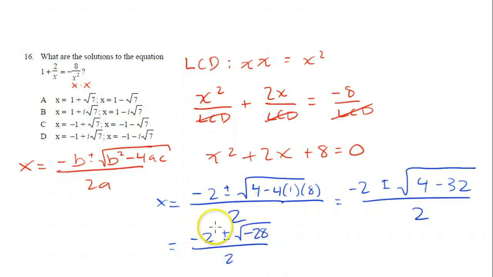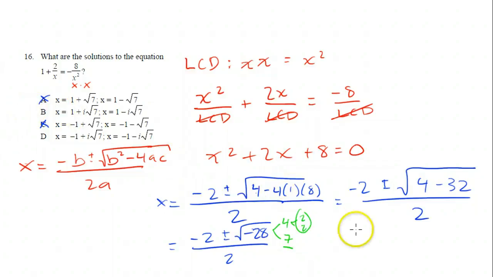And now automatically we know the answer has to be imaginary because we're taking the square root of a negative. So what else can we do here? We know that 28 can be factored to 4 and 7. And we know the square root of 4 is 2. So that 2 is going to go on the outside. The i is going to be on the outside. And a 7 is left on the inside.